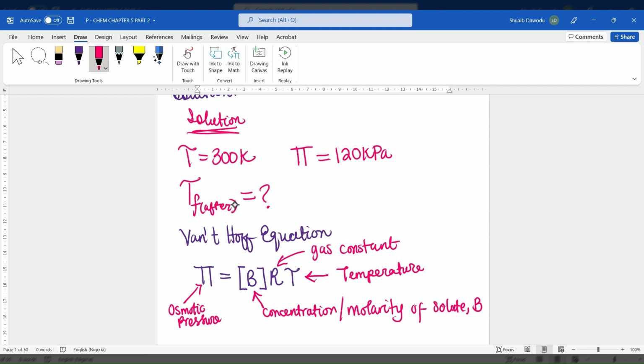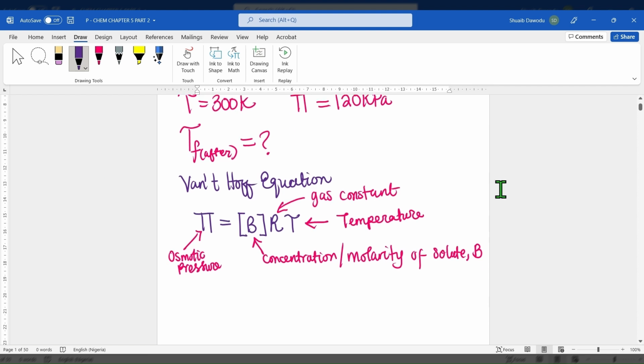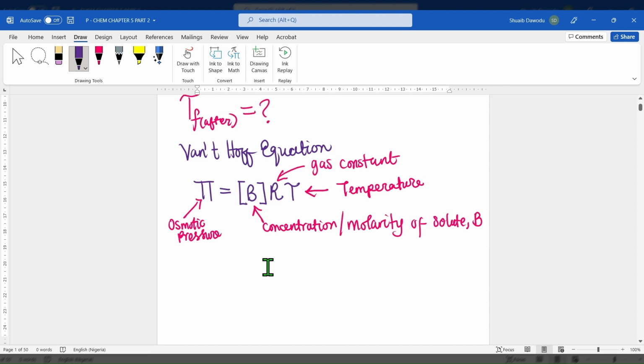The reason I'm explaining this Van Hoff equation is that, based on the parameters given, the osmotic pressure has been given to us in the question, the temperature has been given to us, but we do not know the molarity or the concentration of the solute. And R is a gas constant, and a constant always has its own definite value. So in this case, we're going to be using the gas constant R equal to 8.3145 kilopascal liter per mole Kelvin.